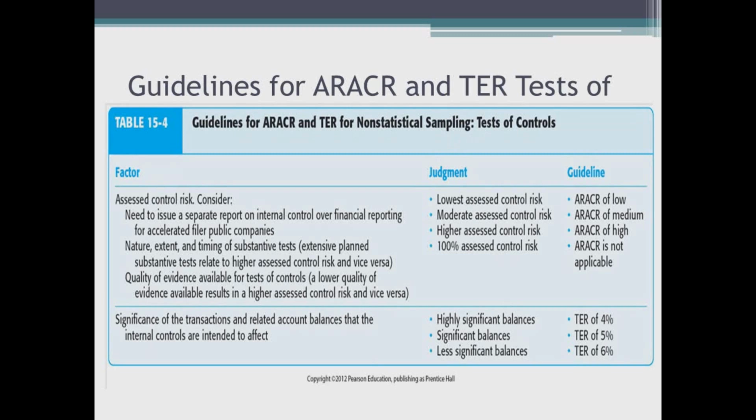As I pointed out, the acceptable risk of assessing control risk too low, or the tolerable exception rate, these are all auditor judgments. There are some guidelines, and these are some of them. But what's important to remember, especially for those of you going into public accounting, is that firms are going to have their own guidelines, right? And that's what you're going to abide by on all of your audits: firm-established guidelines.